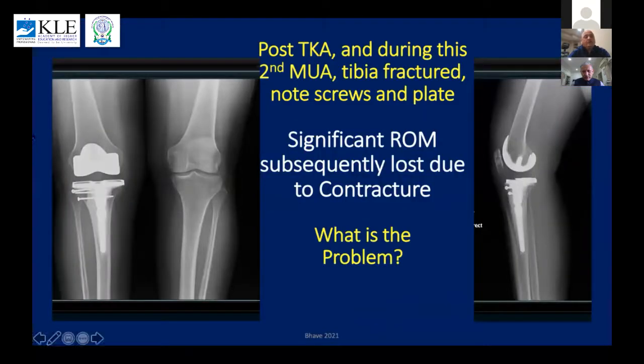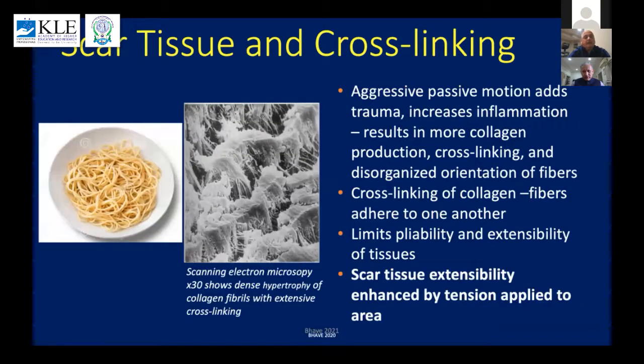So this is an example of a patient who had a knee replacement and had a manipulation under anesthesia and had a tibial fracture. So now he has an extra long prosthesis and a significant loss of range of motion. So what is the problem here? Why did the scar tissue become so adherent that it broke the bone when we tried to manipulate the leg? It's the scar tissue.